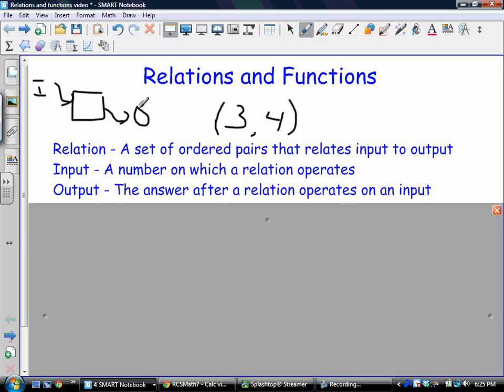Input, a number goes into this relation. The relation does something to it. It might add a number to it. It might multiply it by something, divide it, subtract, whatever. But it does something to that number, and then you get an output. Okay?